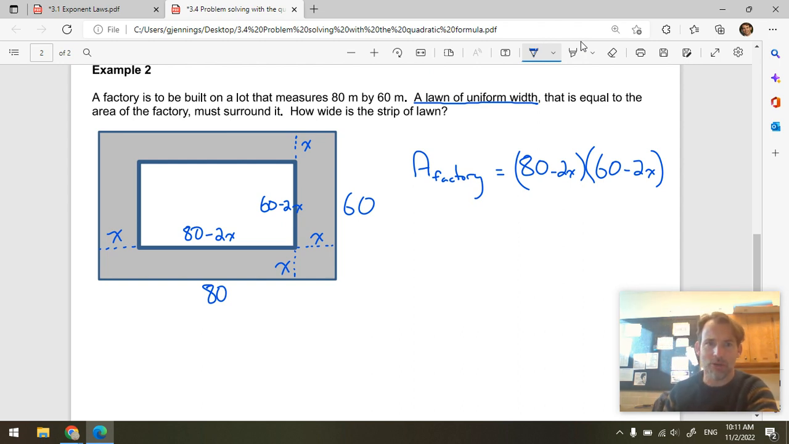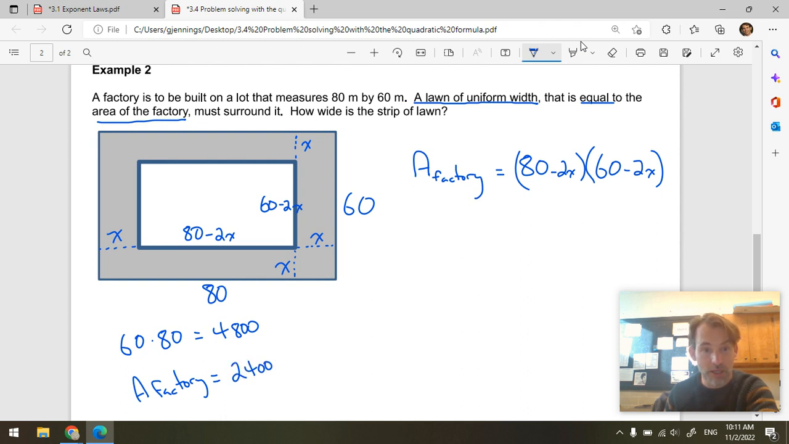What is the area of the factory? Well, I know that the lawn has an equal area to the area of the factory. The total area of the lot is 60 times 80, which is equal to 4,800. So if half of that is the lawn and half of that is the factory, then the area of the factory is 4,800 divided by 2, which is 2,400 meters squared. Now let's put that in over there.